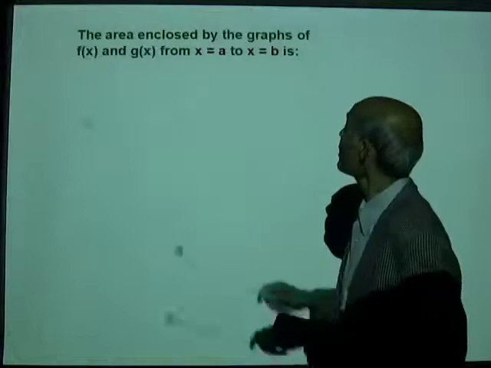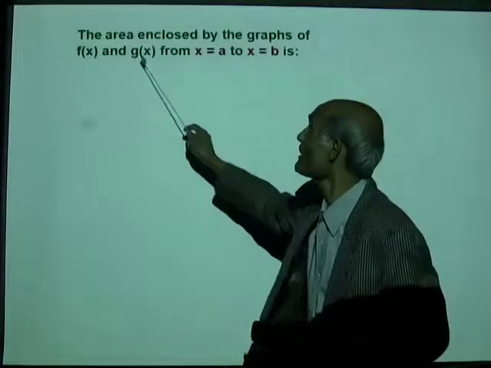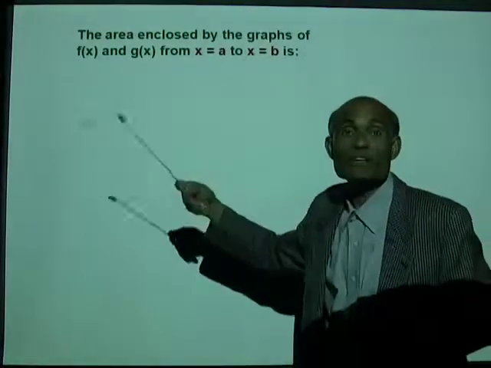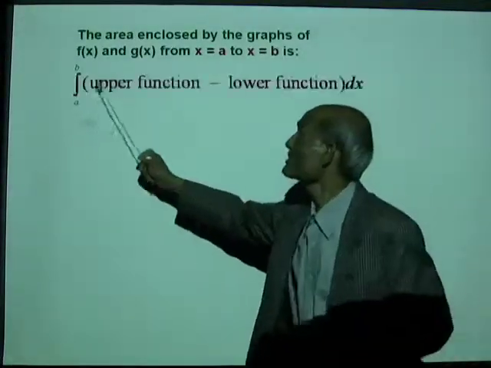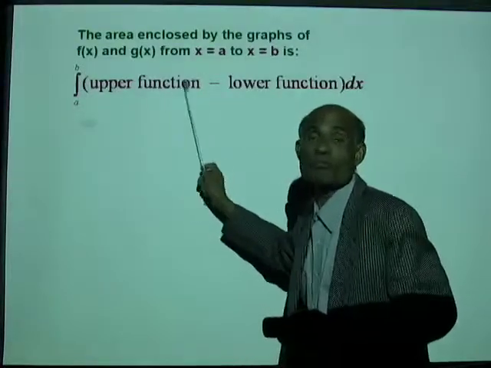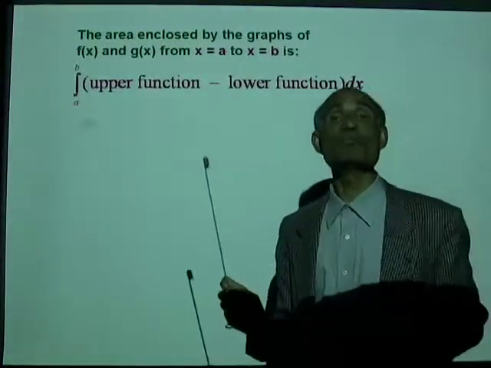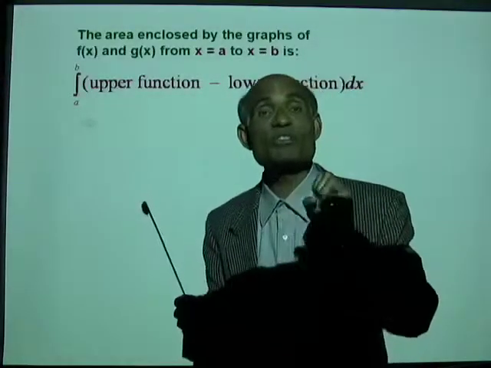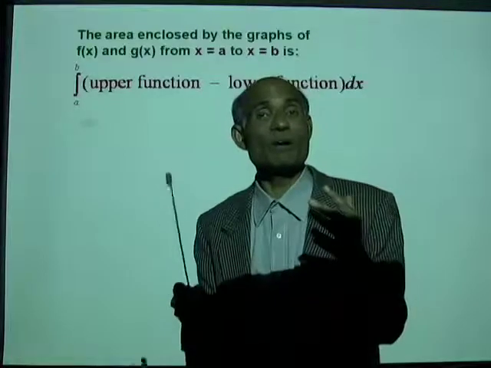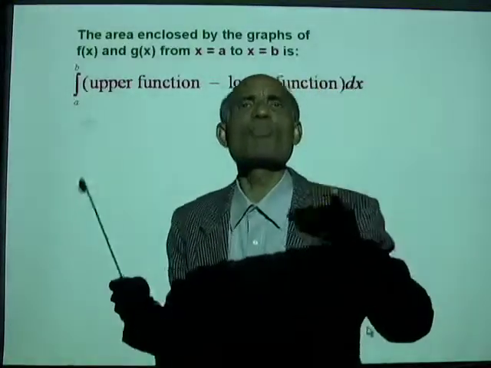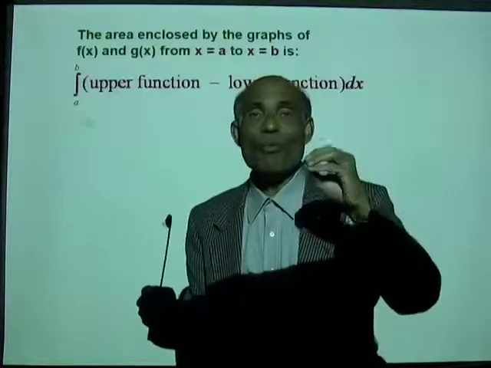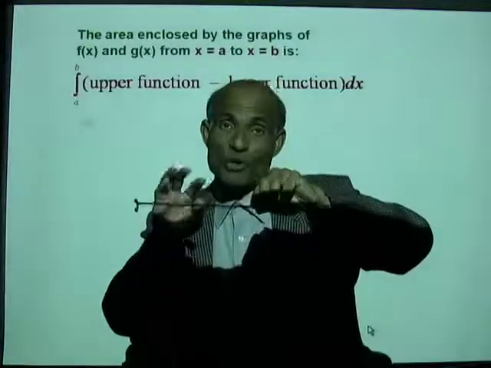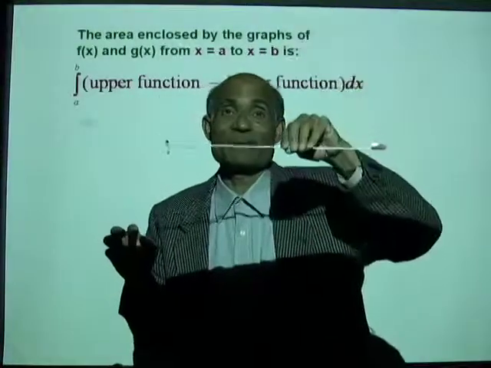Now, the area enclosed by the graphs of f of x and g of x from x equal to a and x equal to b is, what is that? Integral a to b, upper function minus the lower function. In other words, f of x and g of x are functions of x. Remember, a function of x is generally called y equal to. Is that right? Y equal to x squared minus 3. Y equal to sine x. So you go in the vertical direction.